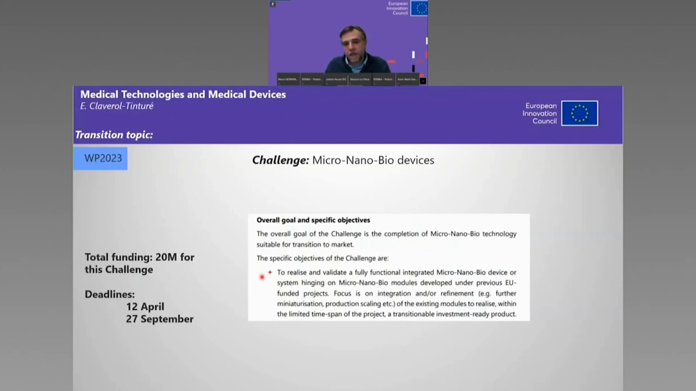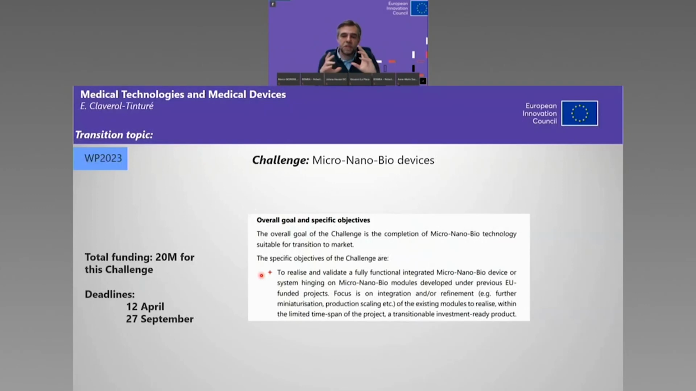So focus again. I'm sorry I'm so persistent with this, but this is critical for you to be successful and for us to be successful in creating our pipeline of medtech. Focus is on integration and/or refinement. And I'm creating with you some possibilities for this. It could be miniaturization, it could be scaling production, it could be some further validation, preclinical, it may be some clinical validation already. You name it, there are other options.